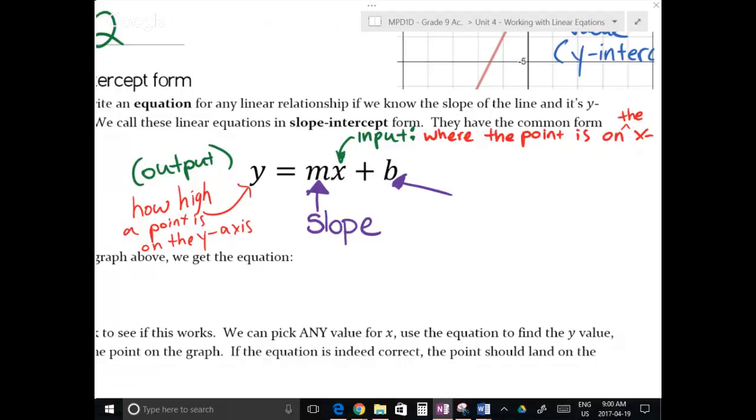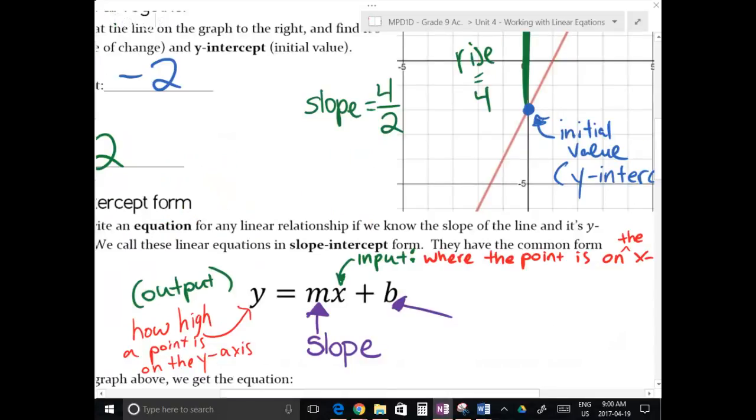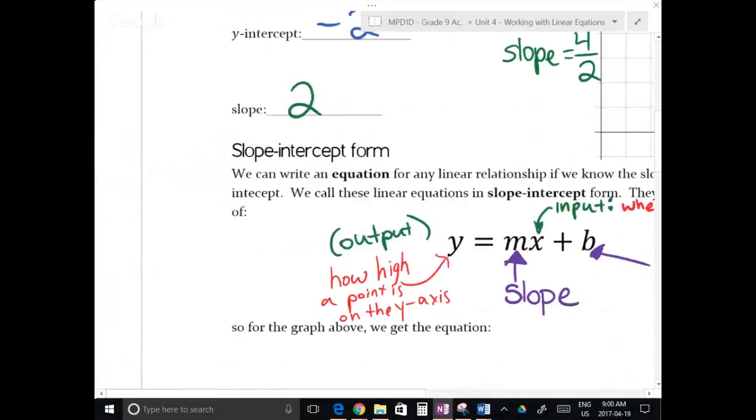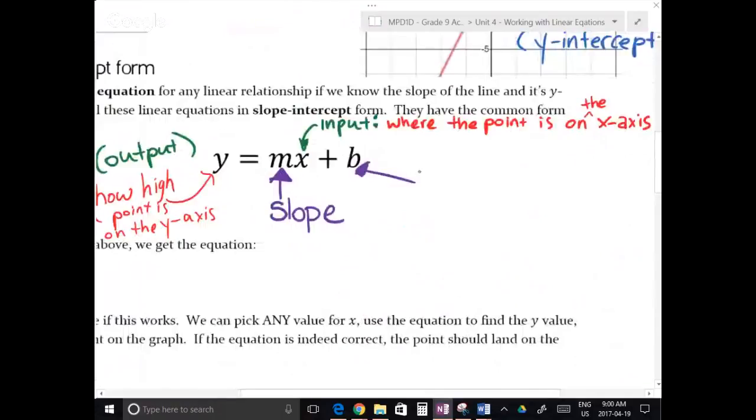But if M is the slope, what two pieces of information did we just gather about this line? The slope and the initial value. Very good. And we're going to call that initial value, this unit, mostly what? Y-intercept. Though initial value is a completely correct answer.